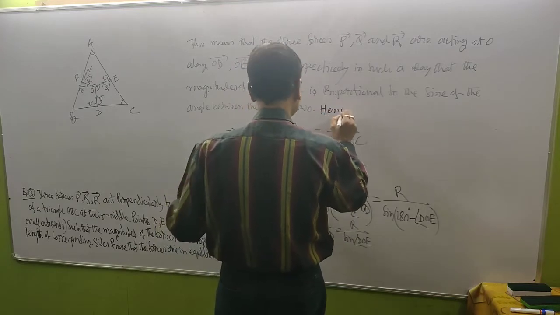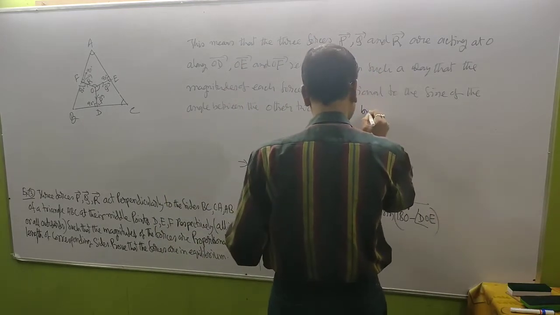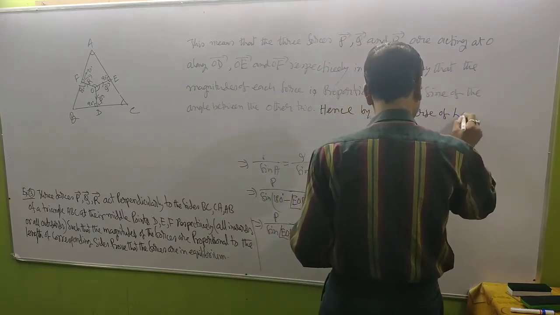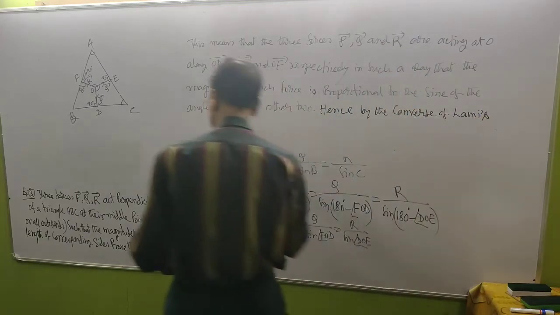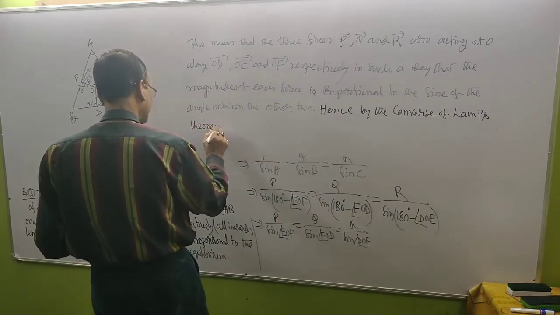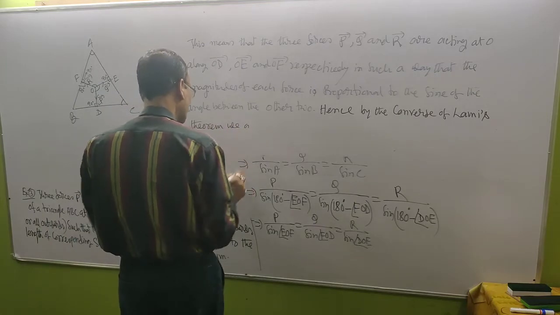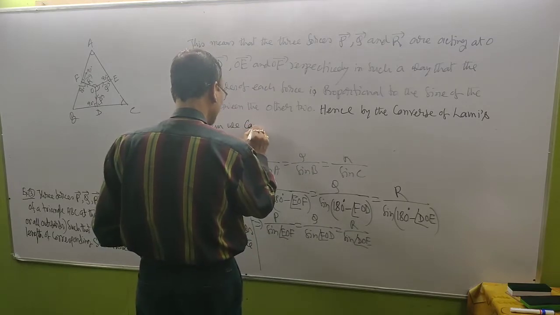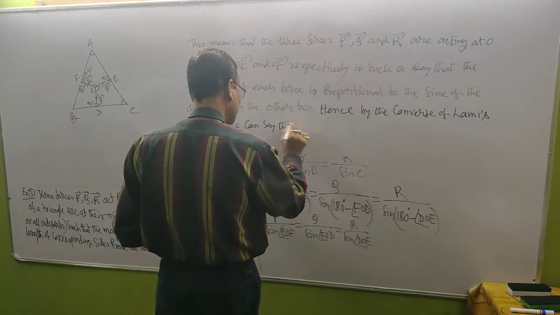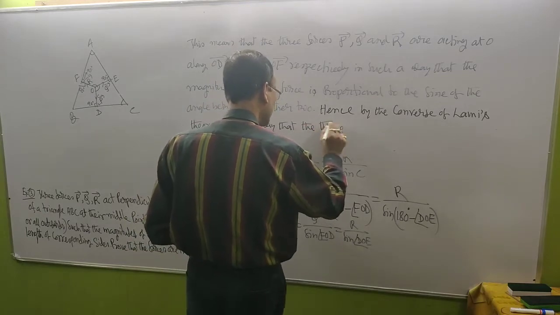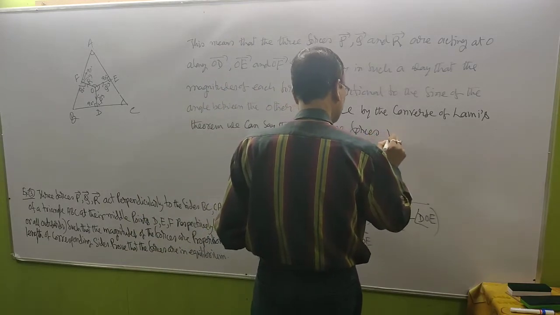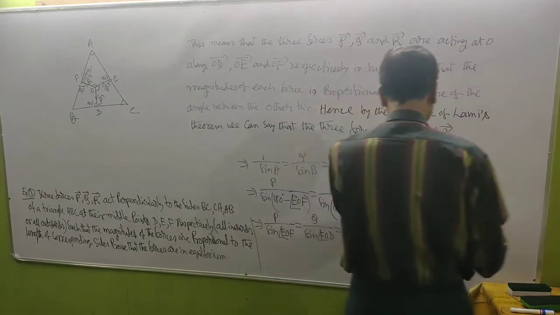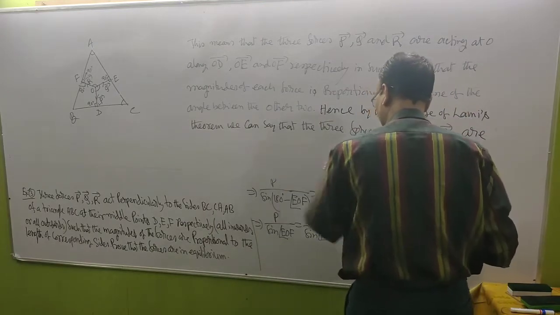Hence, by the converse of Lami's theorem, we can say that the three forces P, Q, and R are in equilibrium.